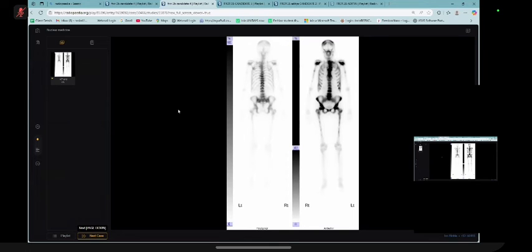Please go ahead with this one. This patient is having bone pain, a 55-year-old female, and there is a known chronic disease process going on. If you could let me know, what do you think?